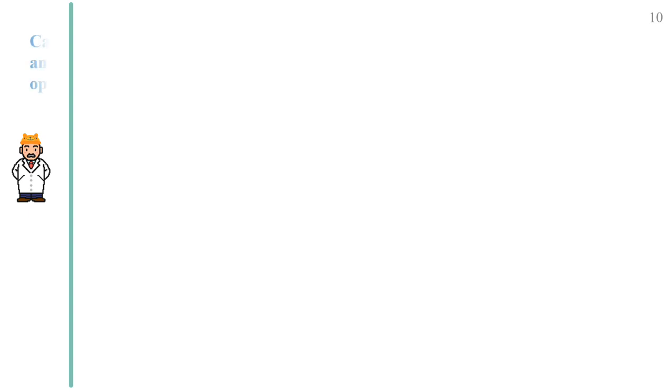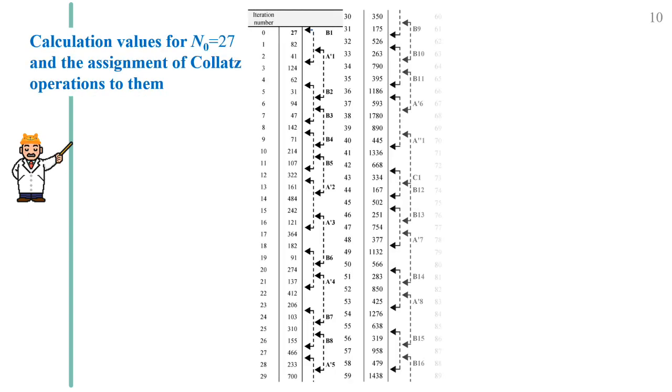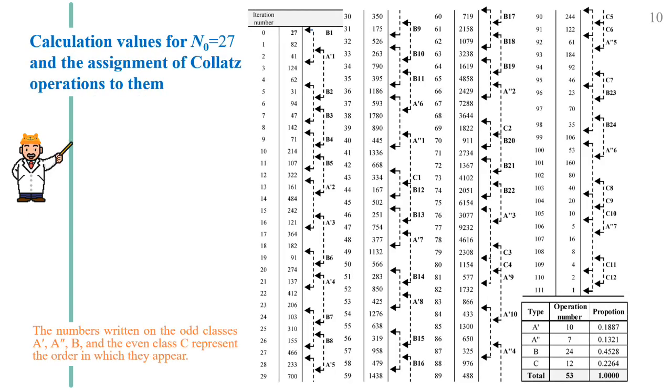The results of this assignment are shown in the following table. The changes in the calculated values can be completely represented using the 4 types of Collatz operations. Among them, Collatz operation C appears most frequently, followed by Collatz operation B. If we include Collatz operation A double prime, which directly leads into Collatz operation C, we can see that the proportion of operations that reduce the magnitude of the number is quite large.